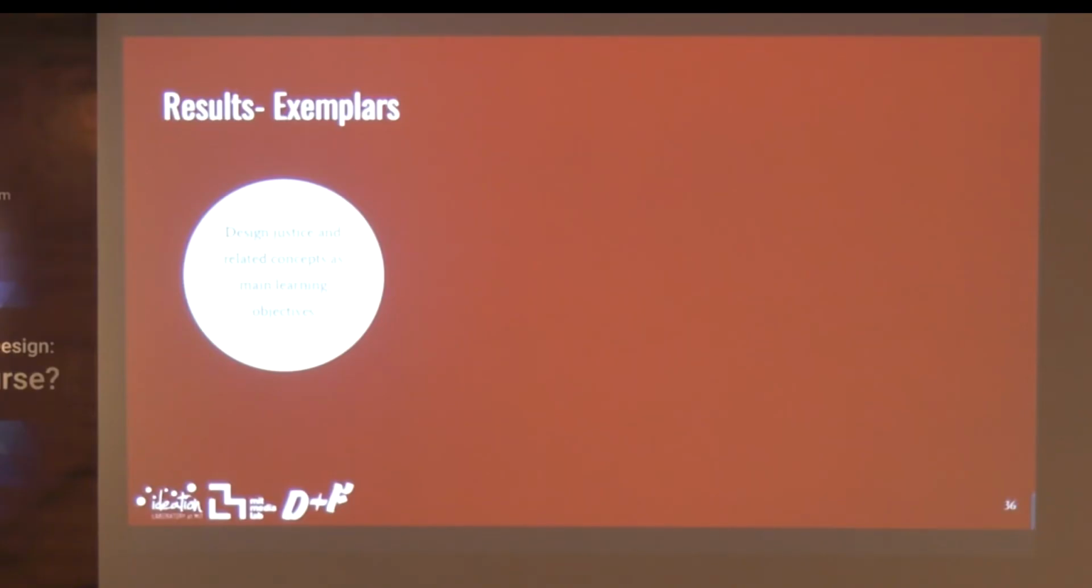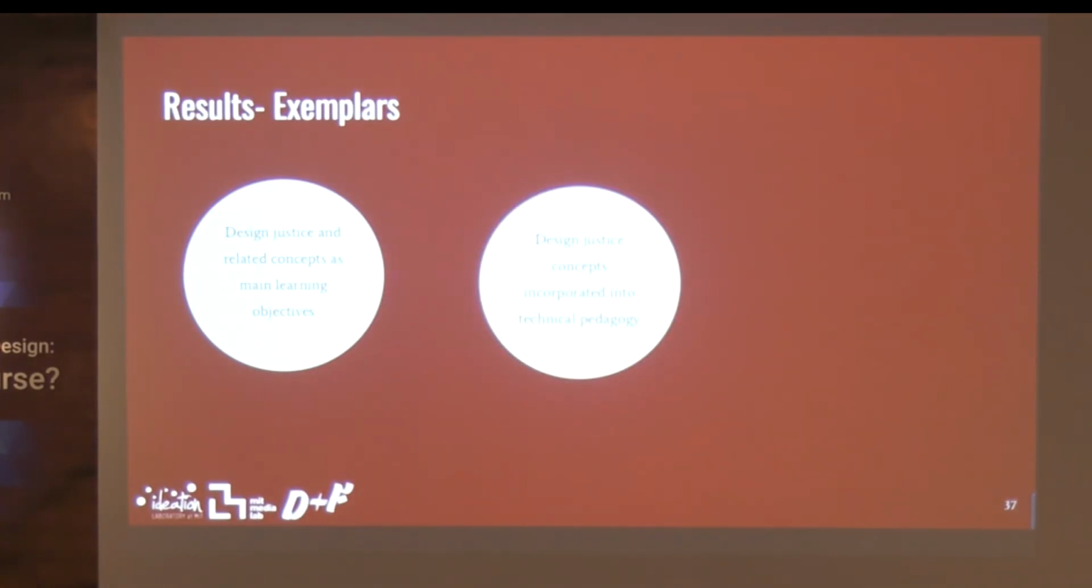One category is where design justice and related concepts are main learning objectives of the course. These are classes that are focusing on things like anti-racist design, where a lot of the course readings are related to design justice, in addition to having a lot of design content as well. Another is where design justice concepts are incorporated into technical pedagogy. We saw an example of this in a course that was restructured when a new instructor took over.